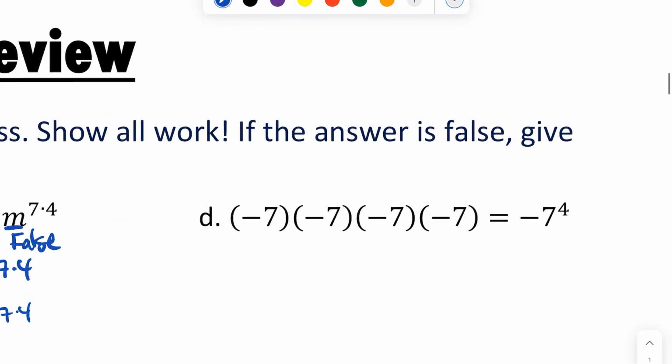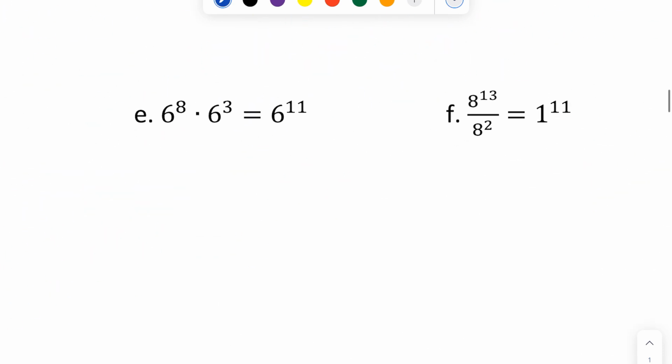Here, it is also false because this should have parentheses around it. Okay, this one, we would add the exponents. If we add the exponents, look at that, it is true.